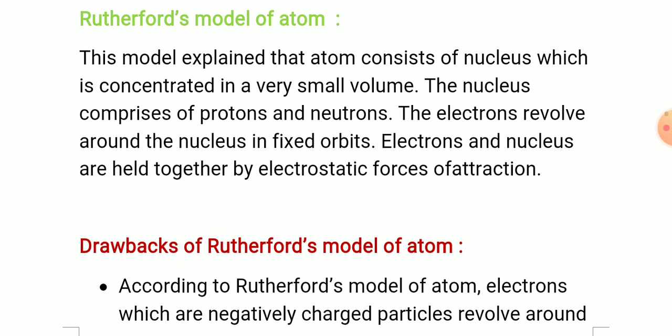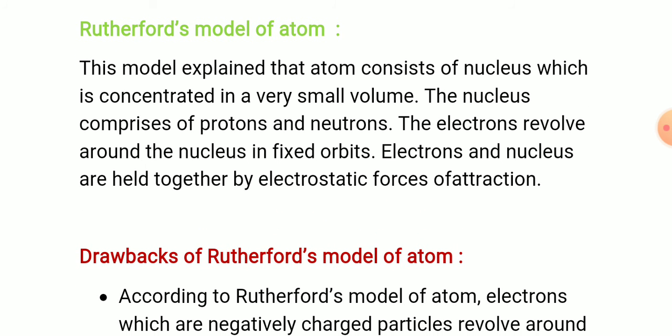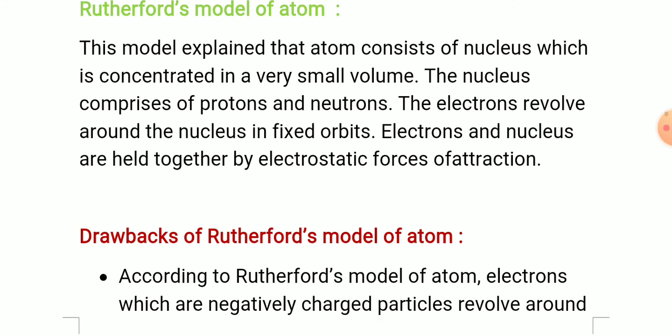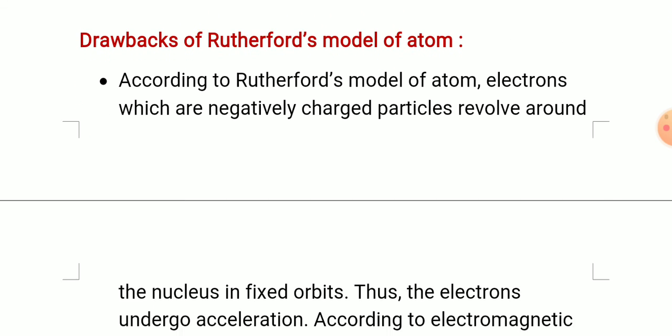Now, the Rutherford atomic model. This model explained that an atom consists of a nucleus concentrated in a very small volume, and the nucleus comprises protons and neutrons, and the electrons revolve around the nucleus in fixed orbits. Electrons and nucleus are held together by a strong electrostatic force of attraction. This was the Rutherford model of the atom, and there were some drawbacks of it.